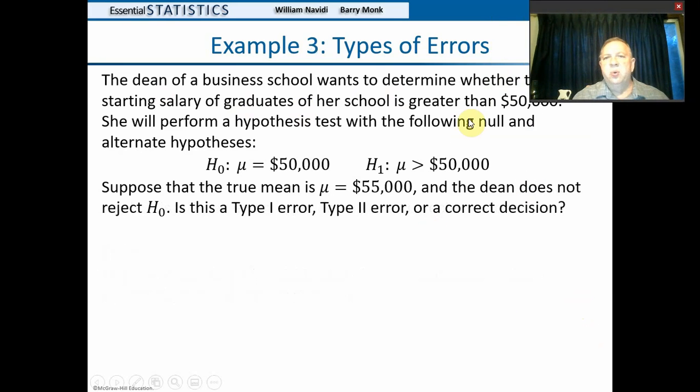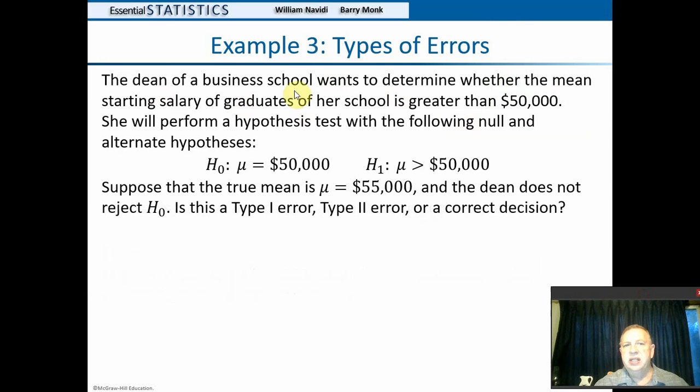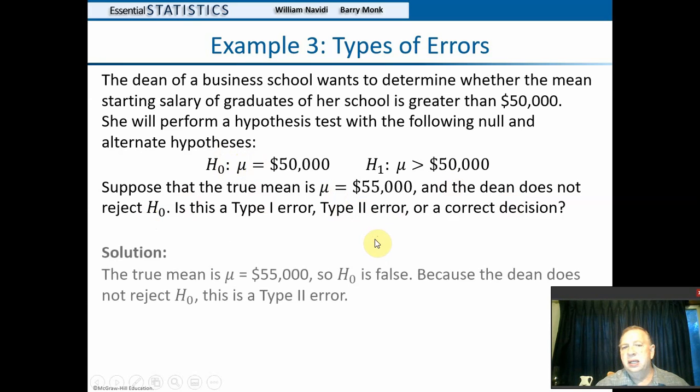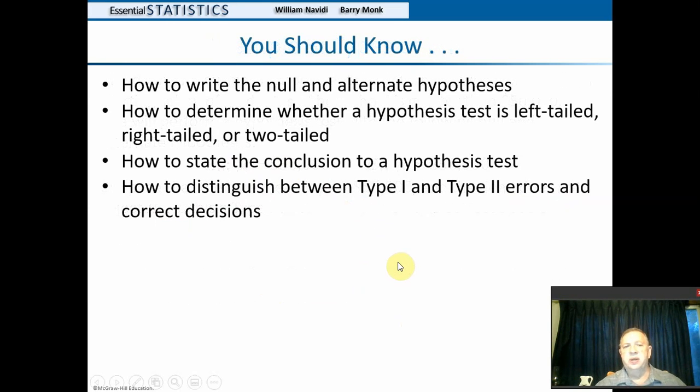The dean of a business school wants to determine whether the mean starting salary of graduates is greater than 50,000. She performs the same hypothesis test, but now we find out that the true mean was 55,000 and she did not reject. So H0 was false and we failed to reject. Which type was it? A type 2 error. We didn't reject, and it was false. We failed to reject when it was false, so that's a type 2.